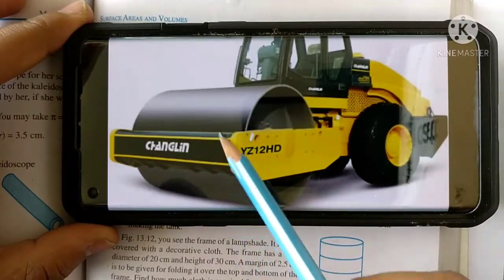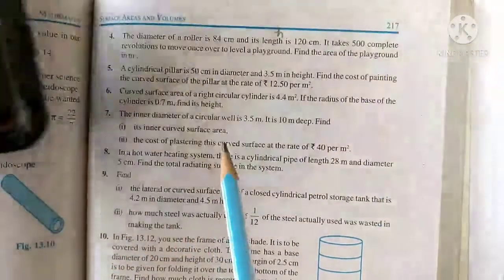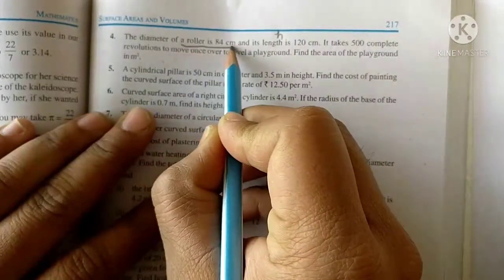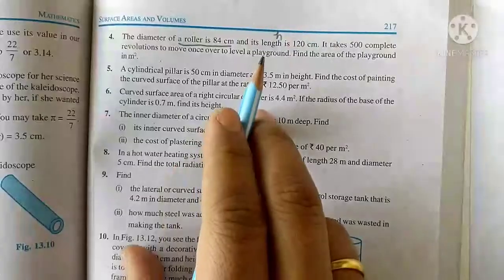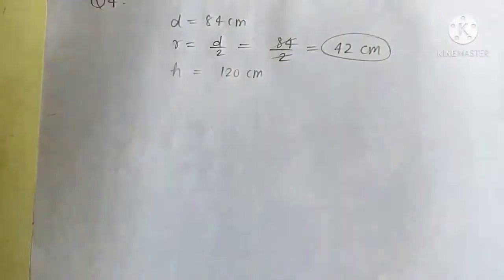So it means every time we have to find out the CSA. Okay, so we have to find what? CSA. Now just check. Diameter is already given, 84. On the basis of diameter we have to find the radius, and height is given. Then whatever the CSA comes, we will multiply by 500. So I hope you can solve this question.